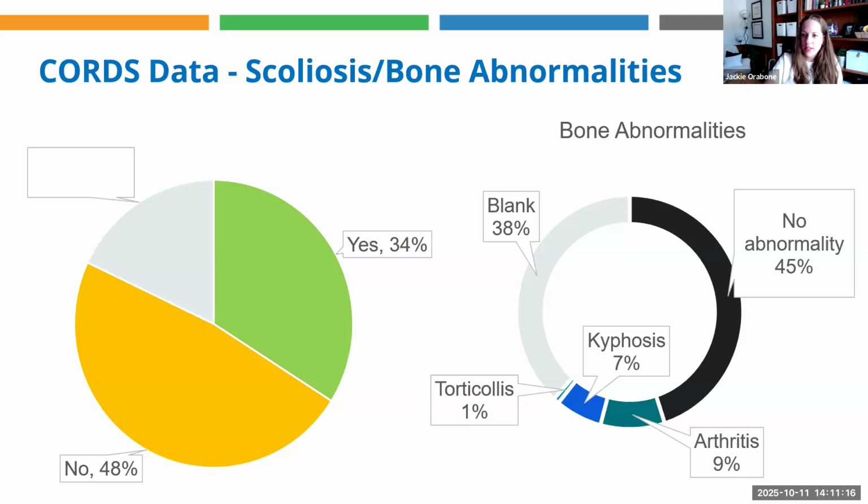34% of the respondents reported having scoliosis, with 48% not. And then some bone abnormalities. We drill down a little bit deeper into the specific bone abnormalities as shown there on the right. 45% reported no abnormality and 38% left this blank. So this is sort of a smaller sample size, but there have been some reported as shown here on the bottom.